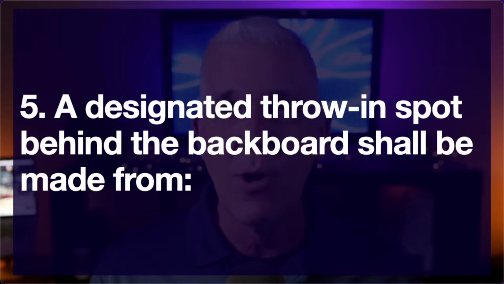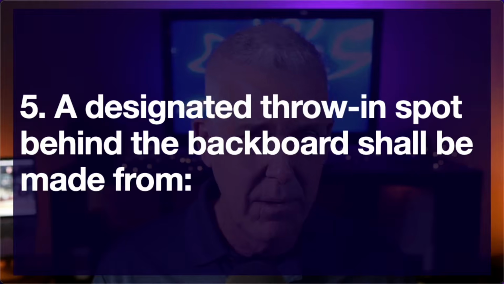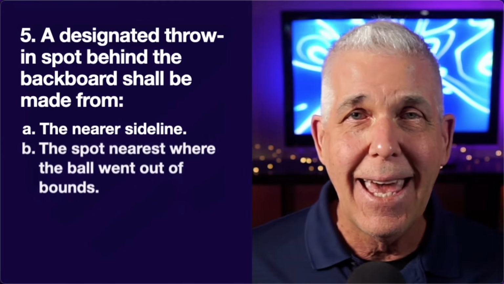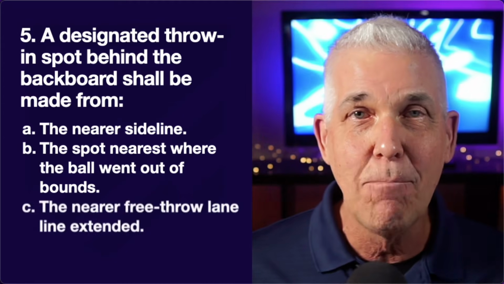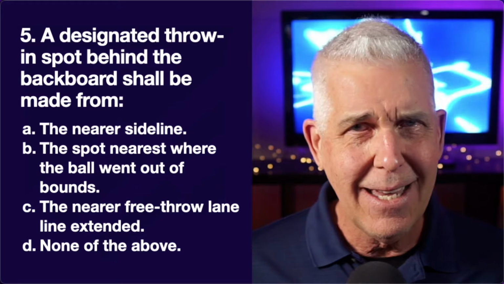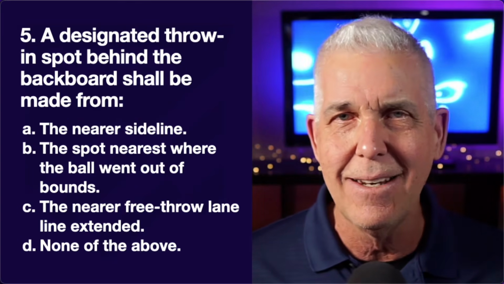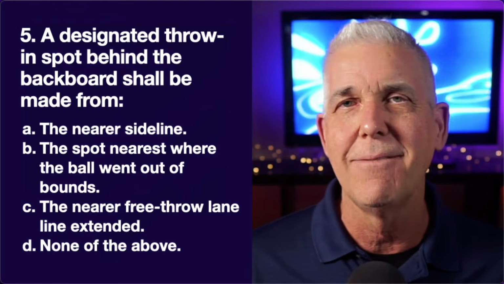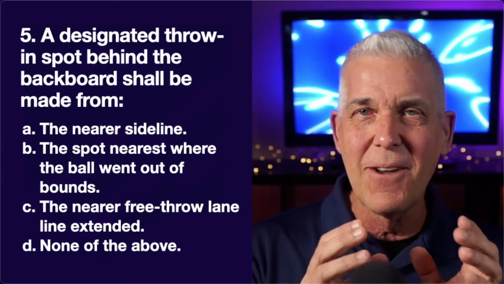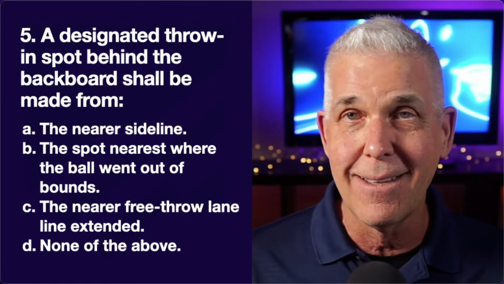A designated throw-in spot behind the backboard shall be made from, A, the nearer sideline. B, the spot nearest to where the ball went out of bounds. C, the nearer free throw lane line extended, or D, none of the above. Okay, all right. So the wording, we loved the wording on the previous question, the succinct answer. And now we're a little bit less accurate.